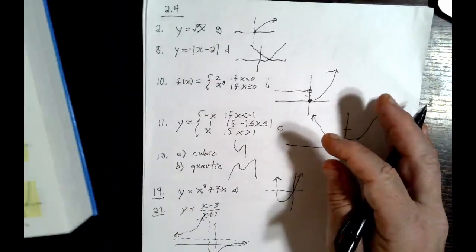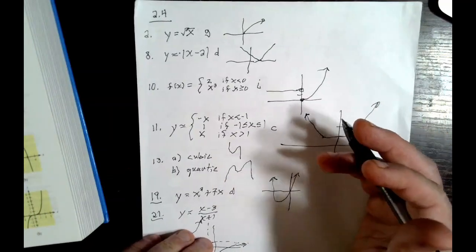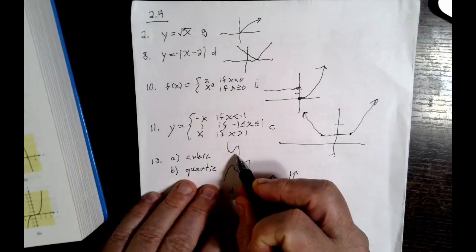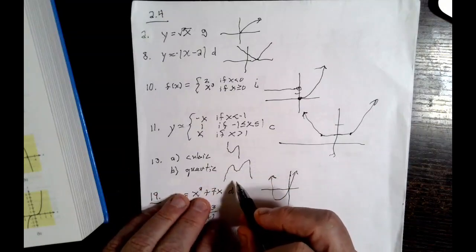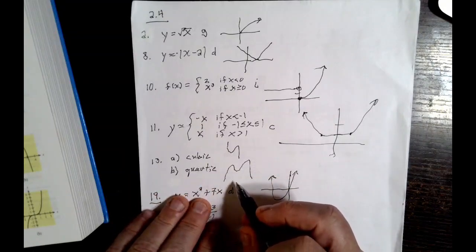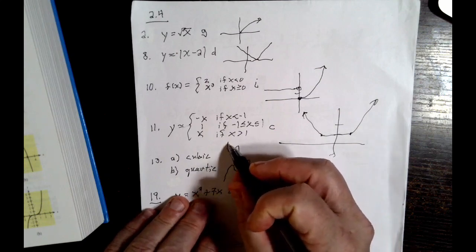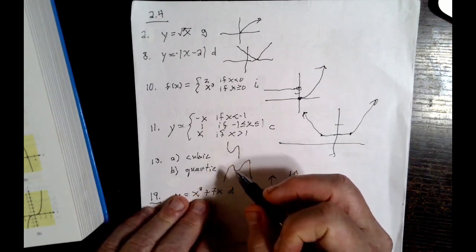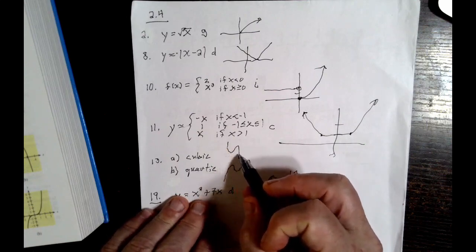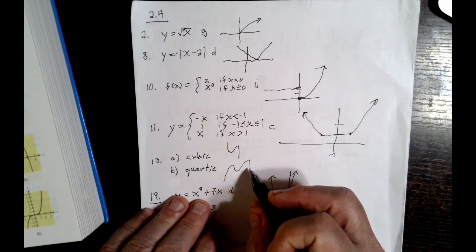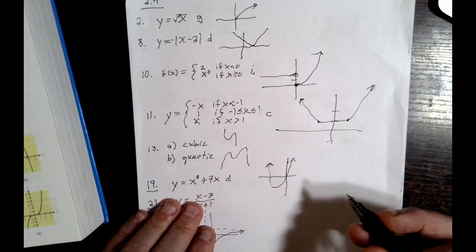13 says decide whether each function is cubic or quartic. Well, 13a looks like this, and that's cubic. 13b looks like this, and that's quartic. You know by the number of changes in direction. Just add 1 and you'll know the degree. 2 changes in direction means degree 3, cubic. 3 changes in direction means degree 4, quartic.